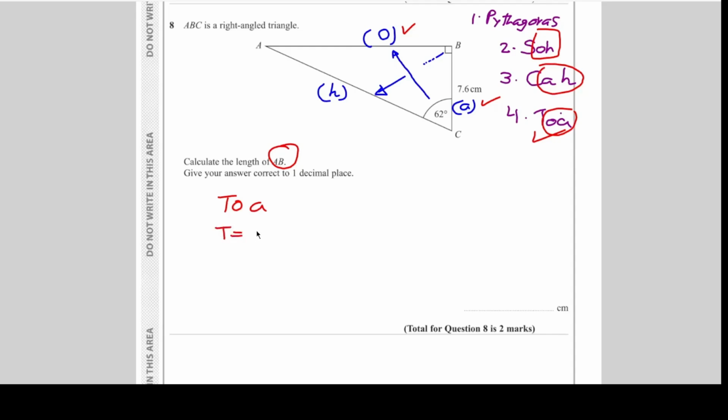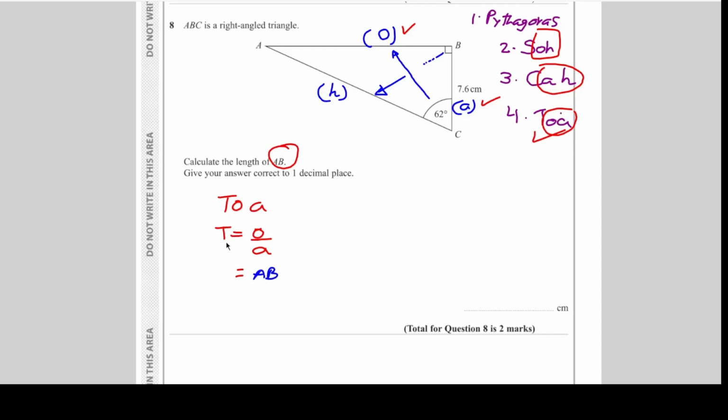After that, derive it like this. Expand this one. T equals O over A. Always the second letter comes to the numerator and the third letter goes to the denominator. Right, this is the way we expand it. So tan equals O over A. Now go to the diagram. Your O is this one, which means AB. So let's write AB.